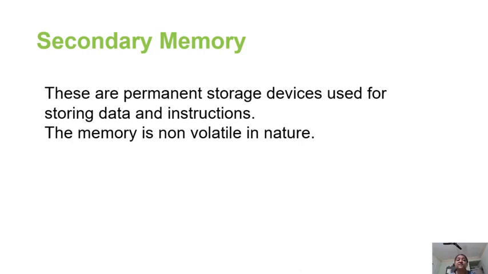Secondary memory. These are permanent storage devices used for storing data and instructions. The memory is non-volatile in nature. These are the permanent type of memories. For example, hard disk, magnetic disk, optical disk.